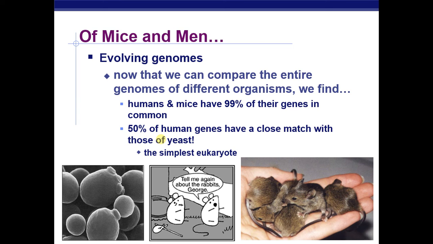So now that we can compare the entire genomes of different organisms through genetic systematics, we find that humans and mice, for example, have 99% of their genes in common. And 50%, half of human genes, have a close match with those of yeast, which are kind of the simplest eukaryotes. So large portions of our genetic code seem to be very similar amongst even the simplest forms of life.